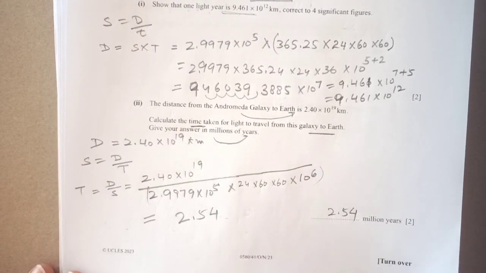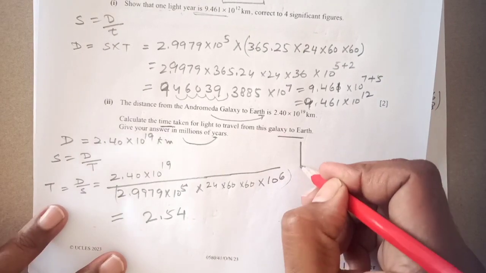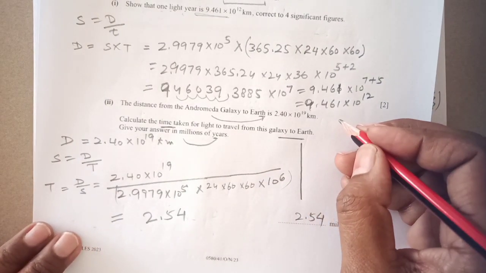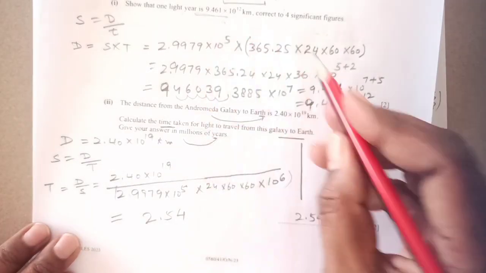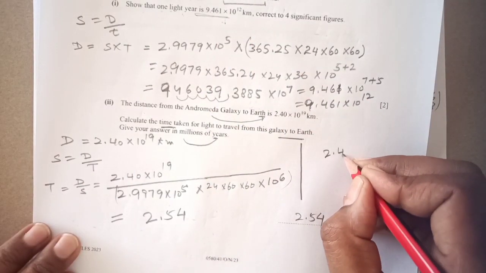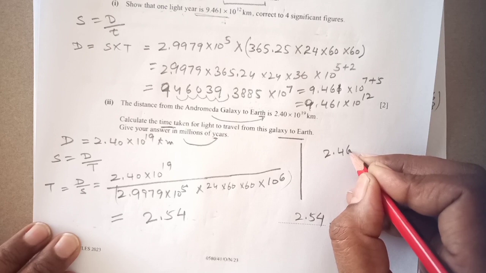Remember that you are going to calculate this one, or there is another method. You can directly take this one here. This is already calculated. So 2.46, no, where is it?